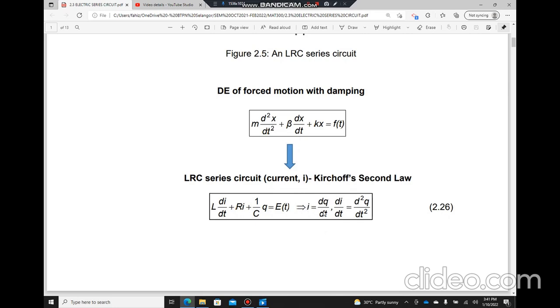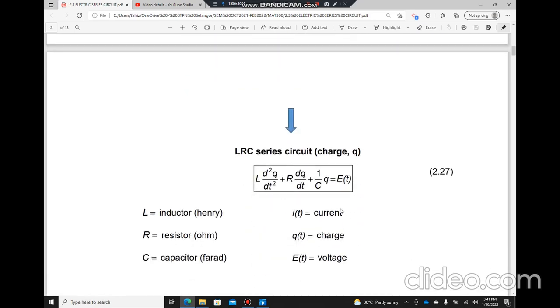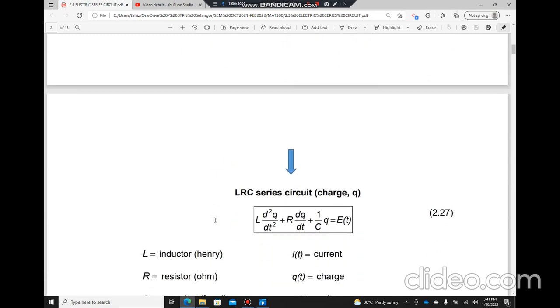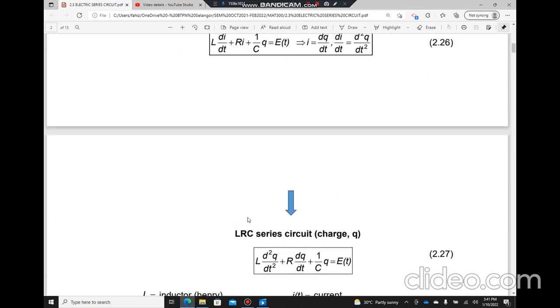So nampak tak? I = dQ/dt. Maknanya kalau dalam soalan tu dia nak current, awak ada nilai charge, so awak just differentiate charge. So dapat nilai current, and then kalau awak differentiate lagi sekali charge, akan dapat hasil differentiate untuk current. Then we have another one is LRC. Yang ni LRC. LRC ni sebenarnya sama juga dengan atas ni.